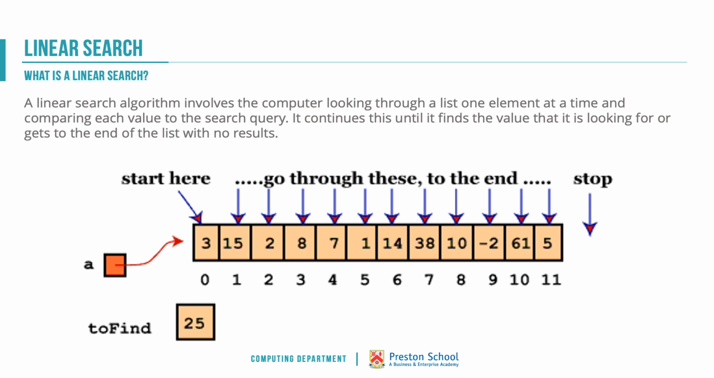The example on the board is looking for the number 25. It checks position 0, which is the number 3, then position 1, which is the number 15, and it keeps going until it finds the result, or in this case, gets to the end and doesn't find it. Quickly pause and have a think. What are the good things about this? What are the bad things around this?